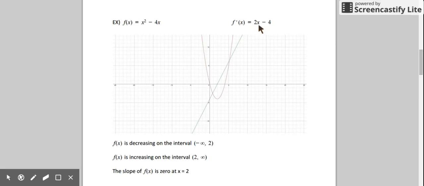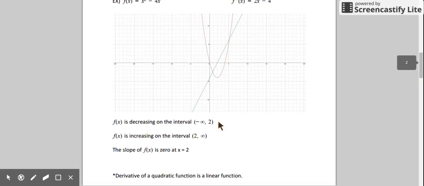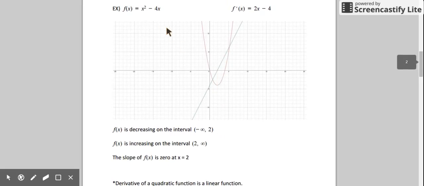And we can actually find that out. If I plug x equals 2 into my derivative function, I get 0. So again, derivatives of quadratic functions are going to be linear functions, or the slope of quadratic functions is going to be a linear relationship.